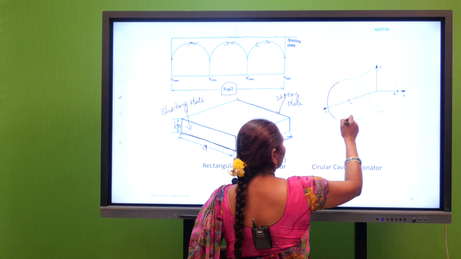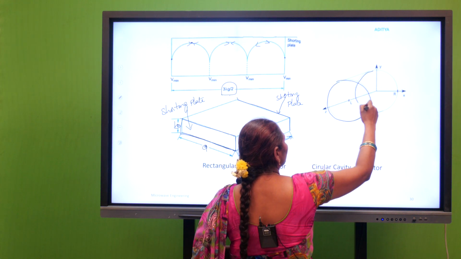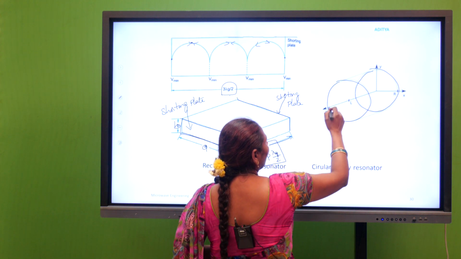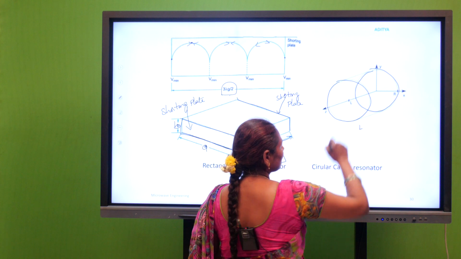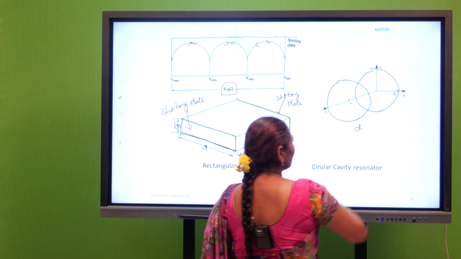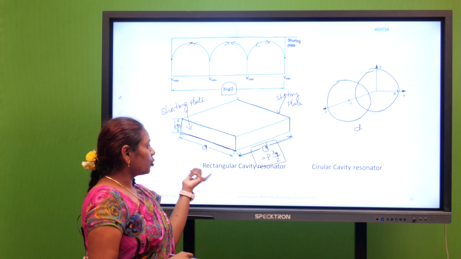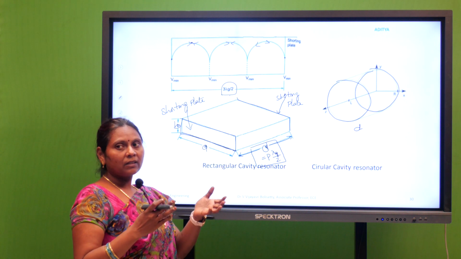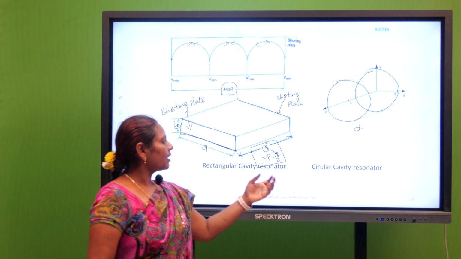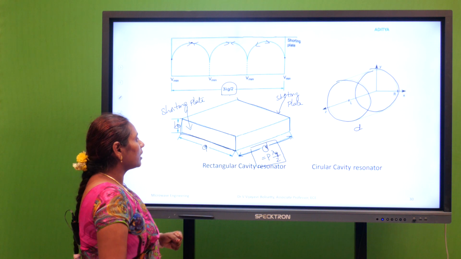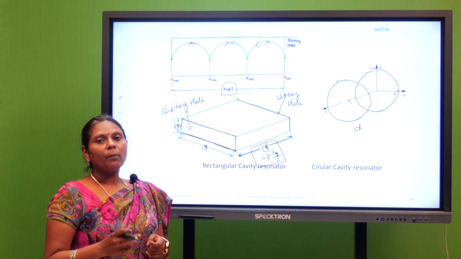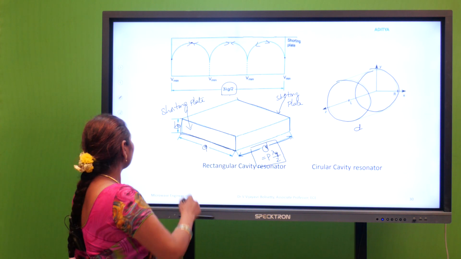This is one shorting plate we place at one end, and this is another shorting plate we place at the other end. Its radius we represent as r, and the distance between these shorting plates we represent as L, or here also we can take it as D, and the condition is the same: this D, the hollow space between the two shorting plates, should always be a multiple of lambda g by 2. So, either it is a circular cavity resonator or a rectangular cavity resonator, the condition to produce the resonance is that the distance between the shorting plates should always be a multiple of lambda g by 2.